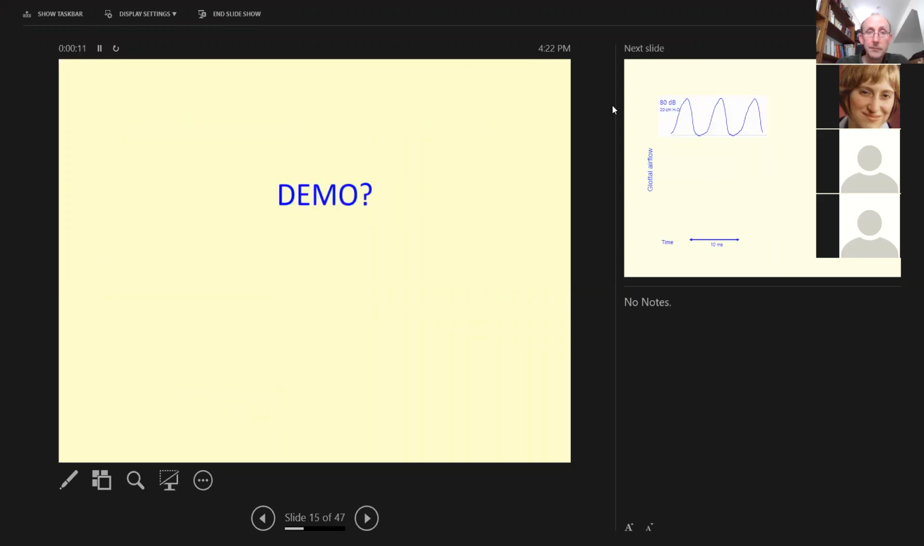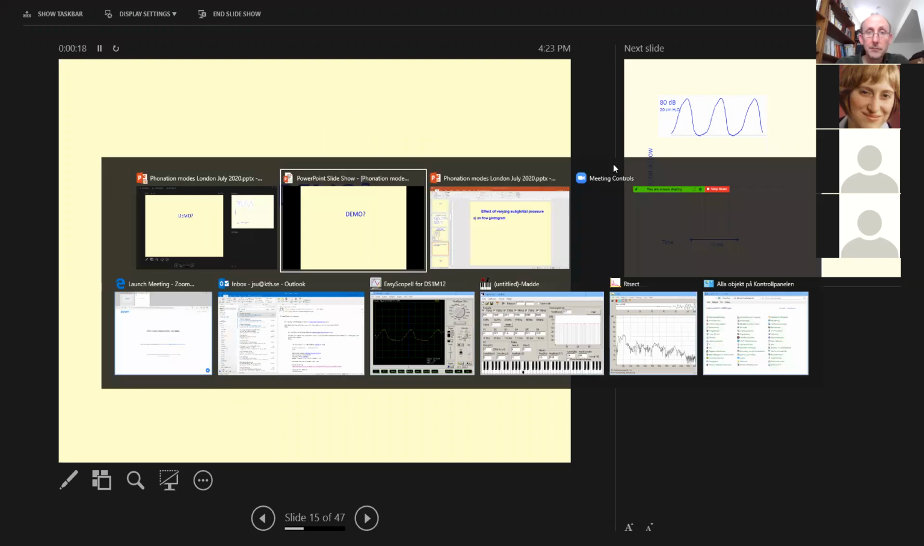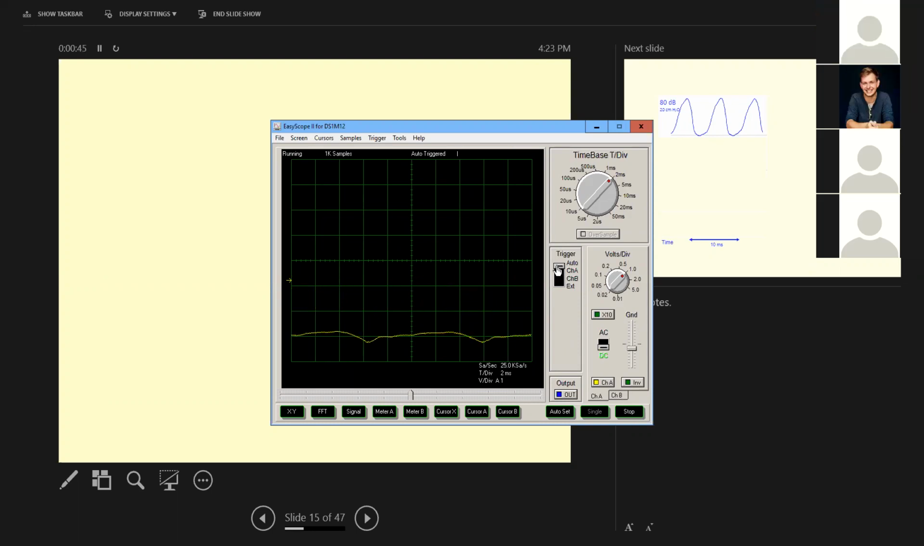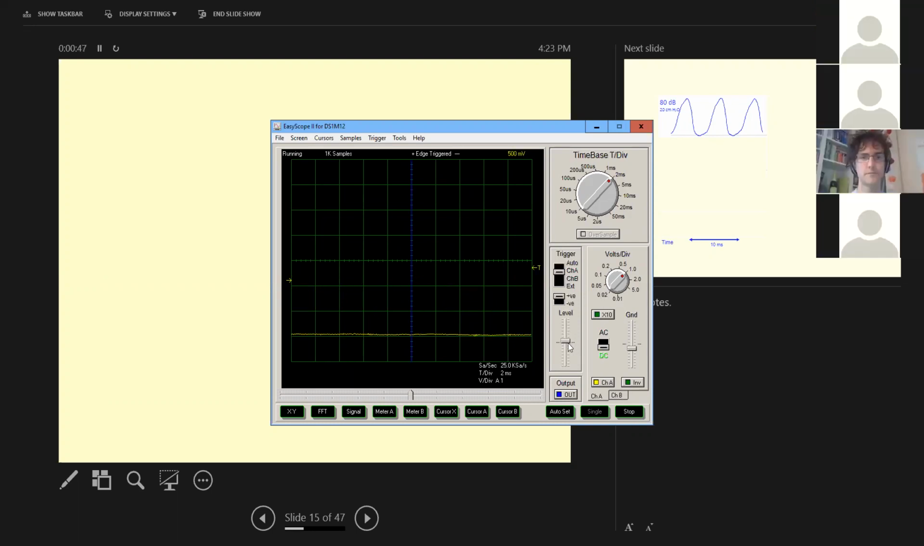I could now make a demonstration of varying subglottal pressure on the flow glottogram, and then I go to the oscilloscope again, and I should now vary subglottal pressure, that is to vary the loudness, and you could see how the waveform differs. And then I should do run there, and it's running. We could take the trigger here somewhere.